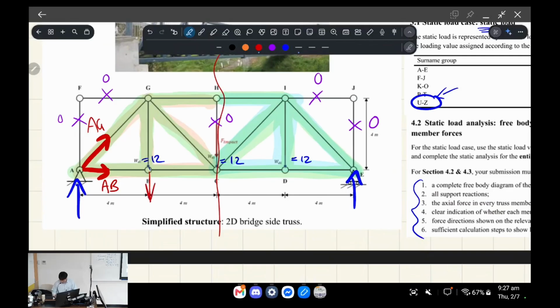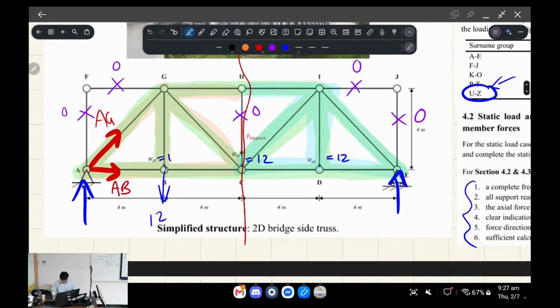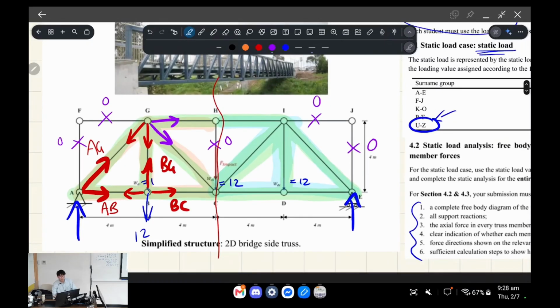I would recommend going to node B, all right? Because remember there's a 12 kilonewton load. And so you know AB already, and then you can figure out that AB is equal to BC, all right? And then you can figure out that BG is equal to 12. You go up to node G, right? And then we know those two already, we just have to figure out these two, okay? And then you have every single member, all right?